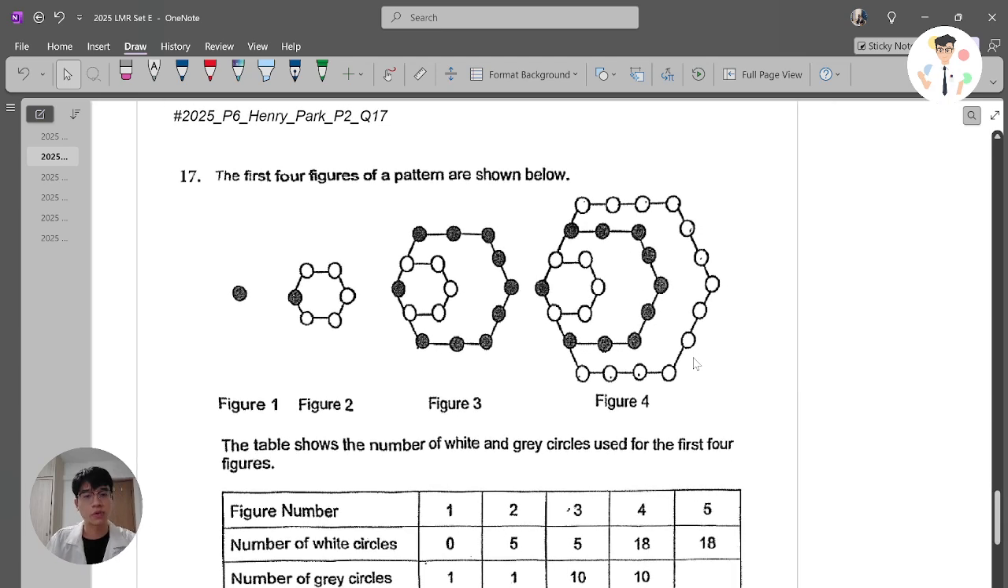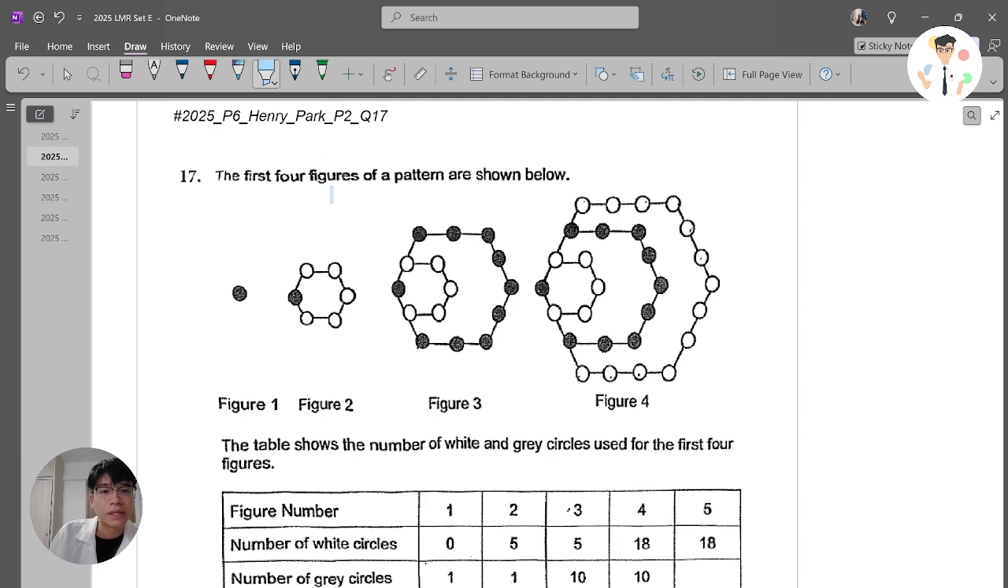Okay, so let's look at this question. The first 4 figures of a pattern are shown below. As you can see, the first one, second, third, and fourth. And this table shows the white and gray circles used for the first figure. Start with gray, 1, then 1, then 1, 2, 3, 4, 5. Basically it's like adding round and round at the outside part. And they're asking, what is figure 5 here? What is it for the gray circle?